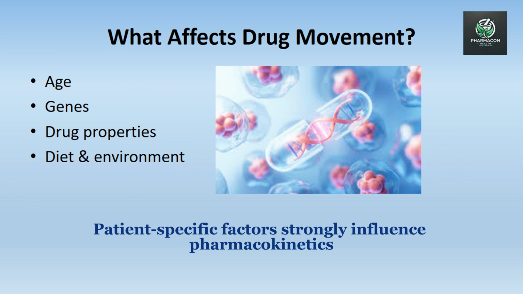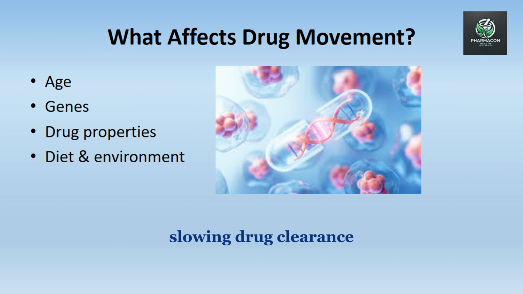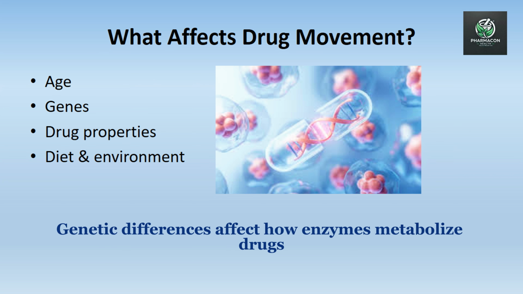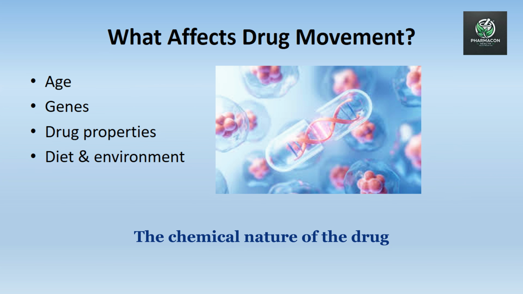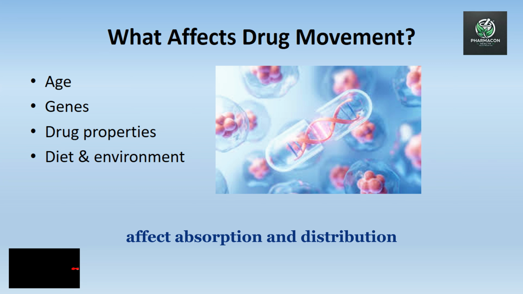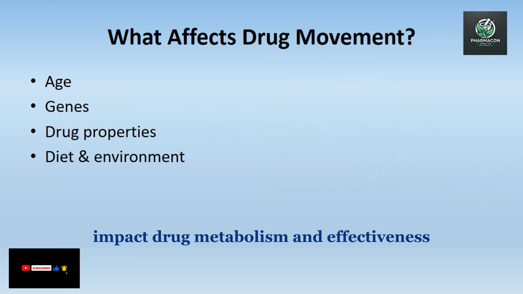Factors influencing pharmacokinetics. Patient-specific factors strongly influence pharmacokinetics. For instance, aging can reduce liver and kidney function, slowing drug clearance. Genetic differences affect how enzymes metabolize drugs, leading to variations in drug response between individuals. The chemical nature of the drug, its formulation, and how it is administered also affect absorption and distribution. Environmental factors like diet, smoking habits, and other medications impact drug metabolism and effectiveness.